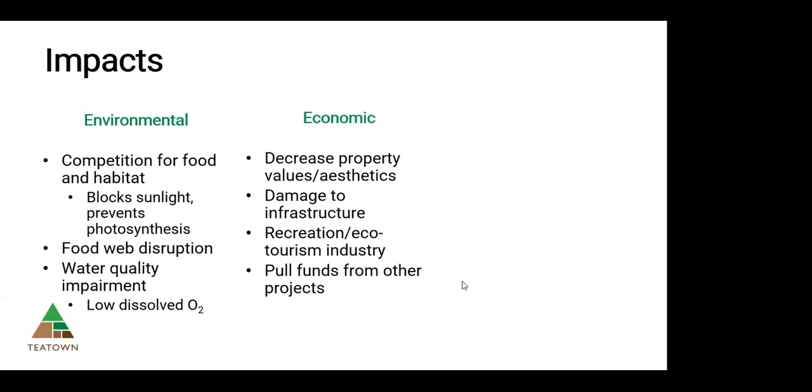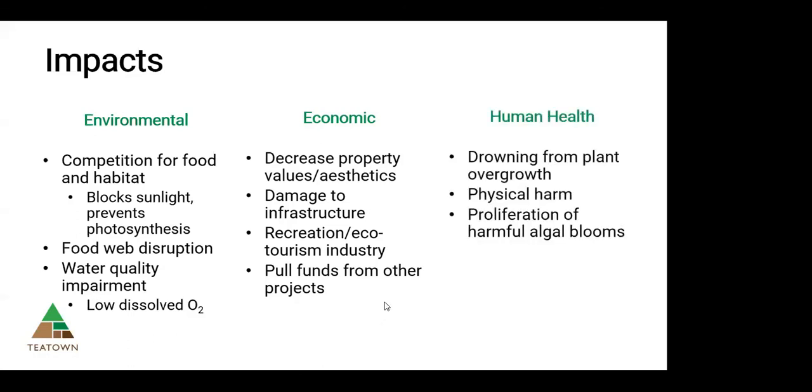From an economic perspective, heavy plant growth obviously can decrease property values and aesthetics. It causes damage to infrastructure, damage to the recreation and ecotourism industry. It also pulls funds from other projects, specifically endangered species projects. If you have invasive species that you have to treat first, you're now pulling funds from the actual endangered species restoration. And then from a human health perspective, like I mentioned, drowning from plant overgrowth is a real thing. Physical harm, such as the seeds on water chestnut, and then the proliferation of harmful algal blooms that can occur during dieback.